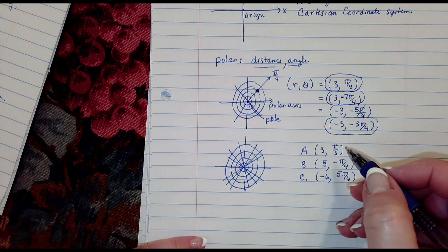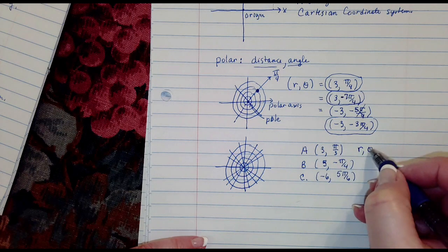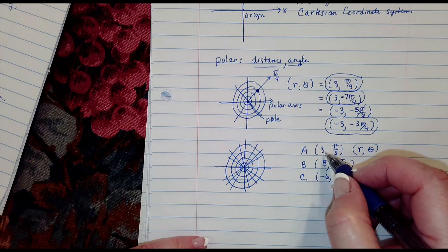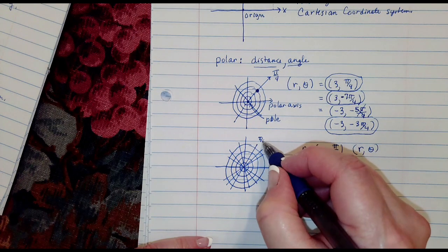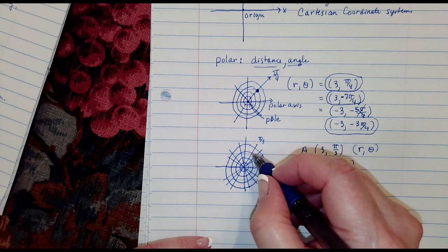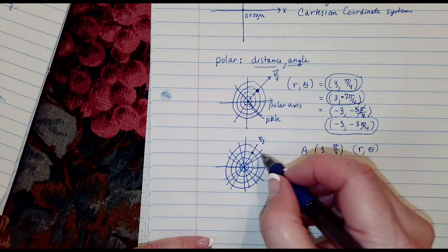So we're going to do the first one first. This is our r comma theta. So the angle is pi over 3, and it says positive 3. So I'm going to go up to my pi over 3, and then I'm going to count out 3. 1, 2, 3. And that's going to be point A.